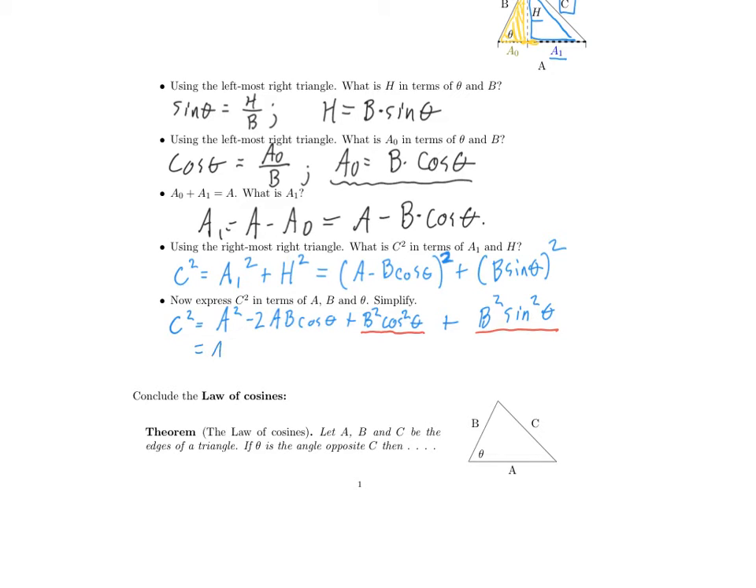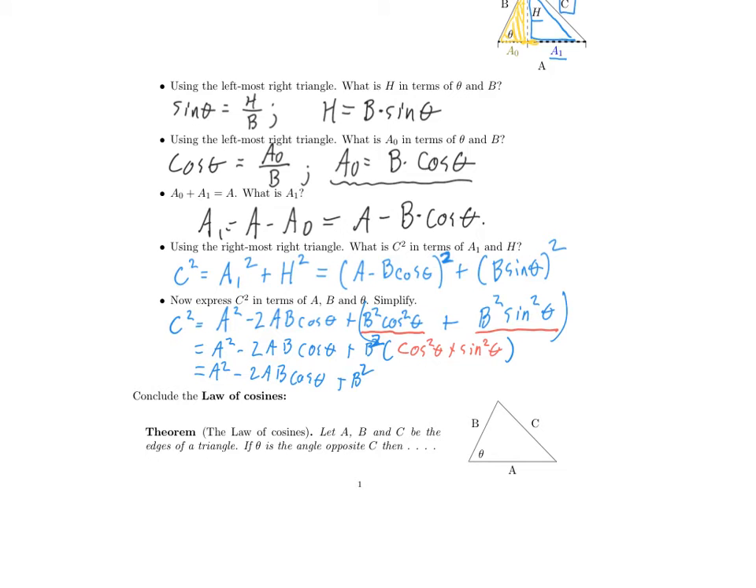So this is the same thing as a squared minus 2ab cosine theta plus, factor out the b squared, for the sake of color, yeah, let's color code, cosine squared theta plus sine squared theta. So what have I done? I've taken these two terms and factored a b squared out of them. Why would I do that? Well, I know what cosine squared plus sine squared is. By the Pythagorean identity, that is equal to a squared minus 2ab cosine theta plus b squared times 1.